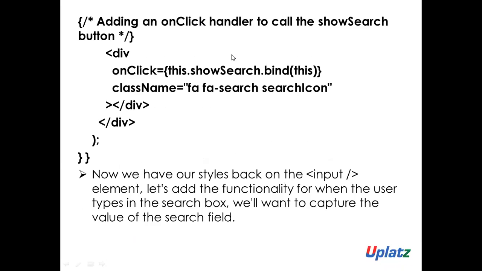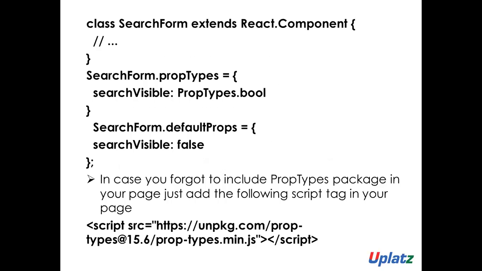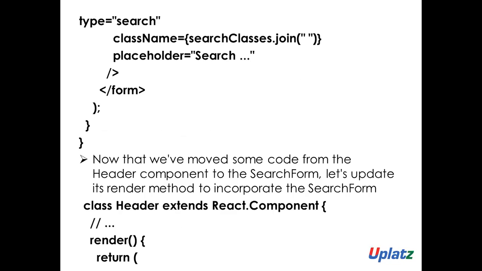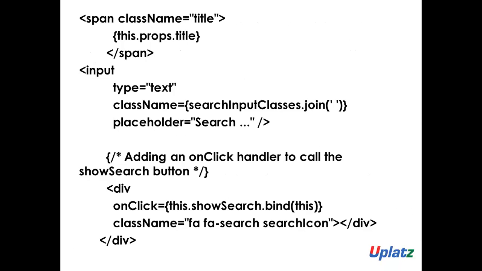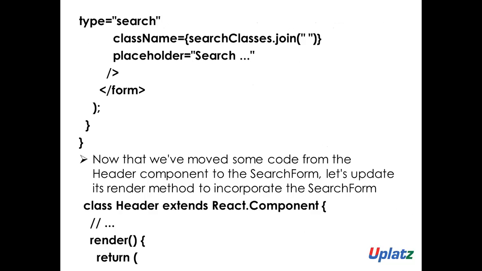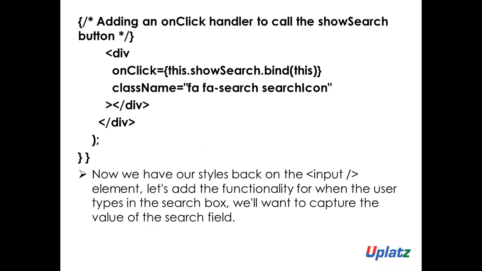After that, I'm just adding an onClick handler to show the search button. So on click, this show search will go here, and then it will make that particular thing visible. Now I'm just adding our own style back on the input element.